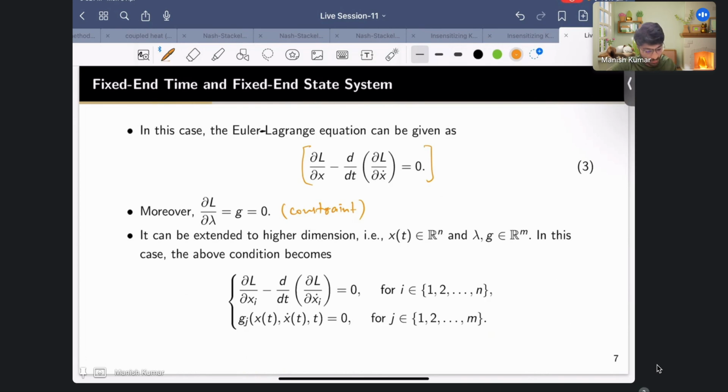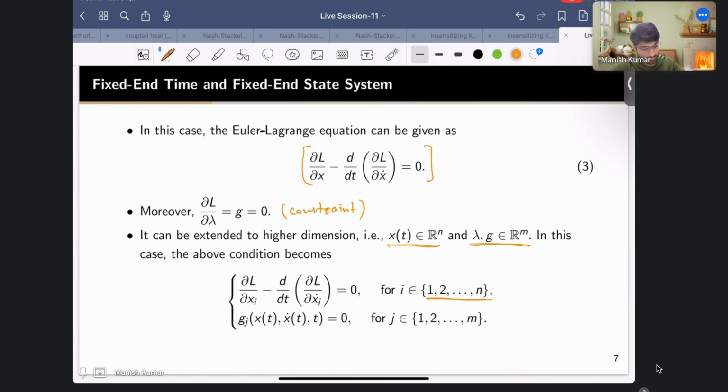As I mentioned, it can be extended to higher dimension where x t belongs to Rn, lambda and g belong to Rm. In this case, the Euler-Lagrange equation can be written in this form: you take the partial derivative with respect to each of the states, so del L by del x i minus d by dt of del L by del x i dot equal to 0 for all i in 1 to n. And g j should be 0. So g j is nothing but the constraint. You can have m number of constraints and for each you need lambdas.